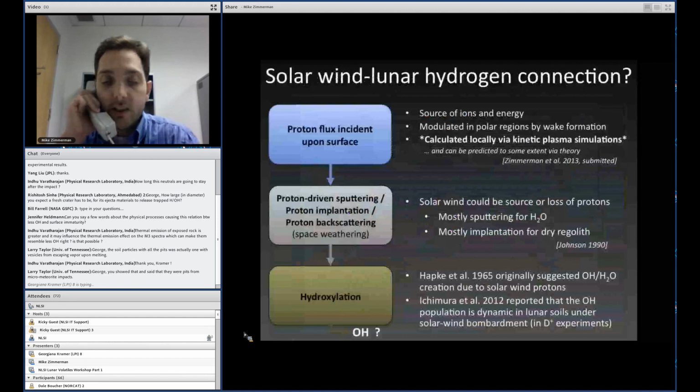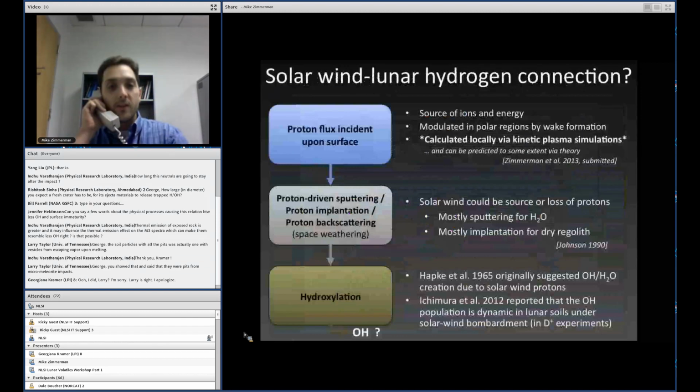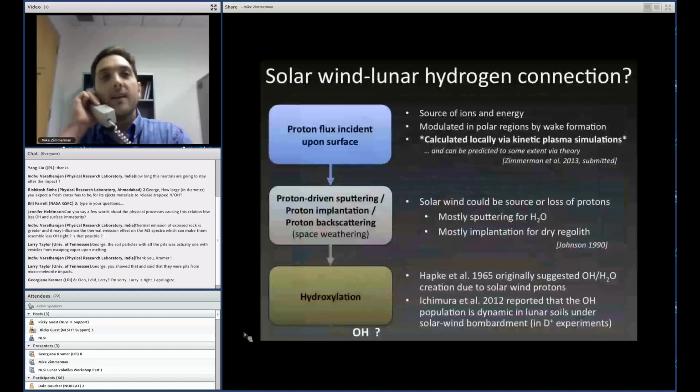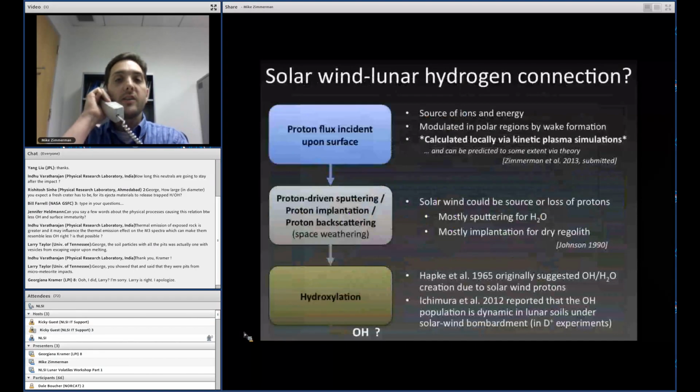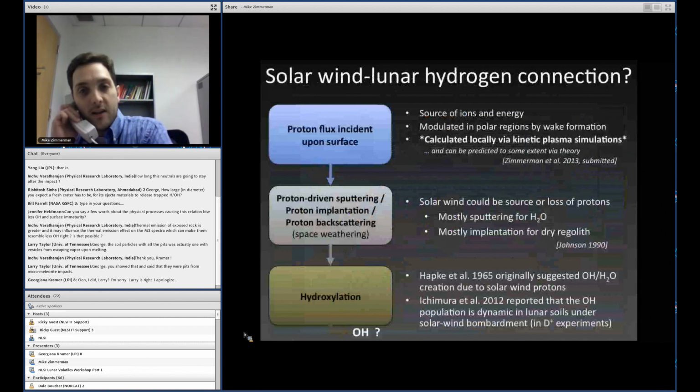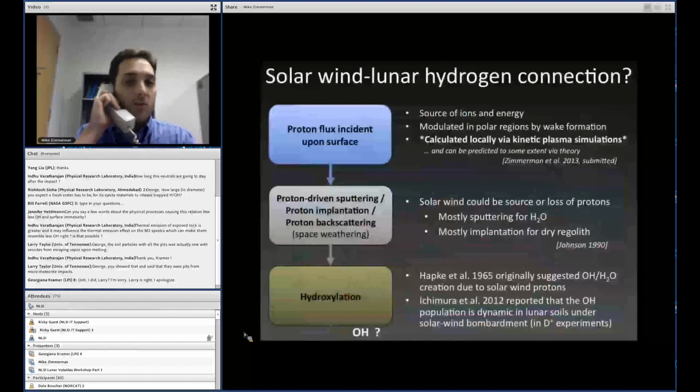But what I'm really focusing on today is not the plasma physics, but what happens when those protons hit the surface, and how we can model that in our Treecode. Like I've been saying, we've been working a lot on how topography modulates the proton flux via wake formation in these polar craters. We can do a lot of this via these plasma simulations, and we can apply some theory. But what's the next step to look at sputtering? Is the solar wind a source or loss of protons in these craters?